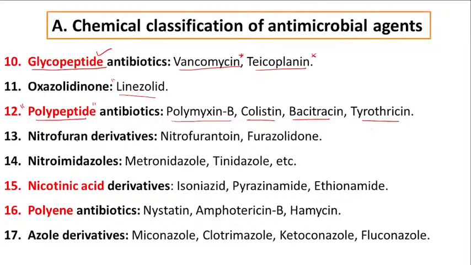And another thing is nitrofuran, nitroimidazole, easy. Nicotinic acid derivatives are the anti-tubercular drugs. Which are they? Isoniazid, pyrazinamide, ethionamide, right? Isoniazid, pyrazinamide, ethionamide, they are the nicotinic acid derivatives, so it is important for us. The other is polyene antibiotics, yes. They are antifungal agents, including nystatin, amphotericin B, and hamycin. These are the polyene antifungal agents: nystatin, hamycin, and amphotericin B.